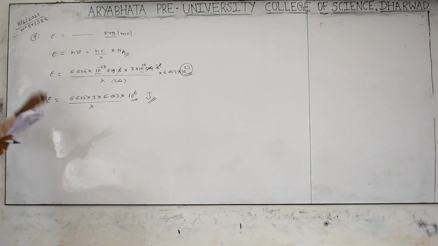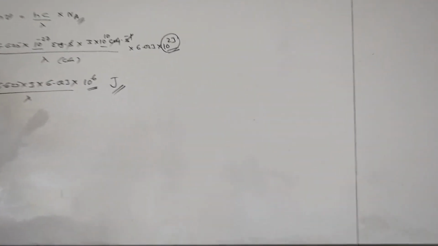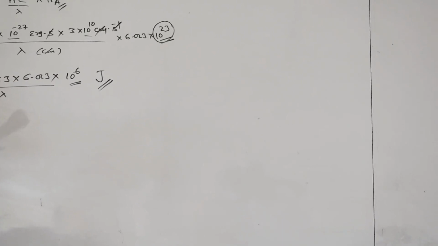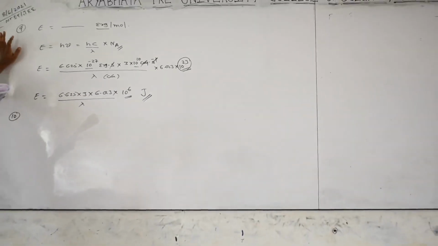Did you get it, the 9th one, all of you? Yes, what is that one? According to the law of photochemical equivalence, the energy absorbed is given as energy per mole, which is what is asked, and we can get it. And go for the 10th one.